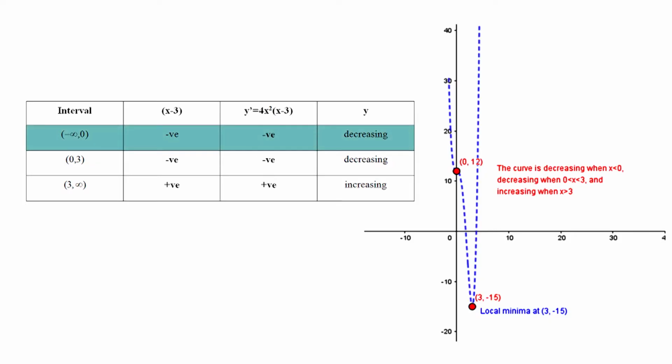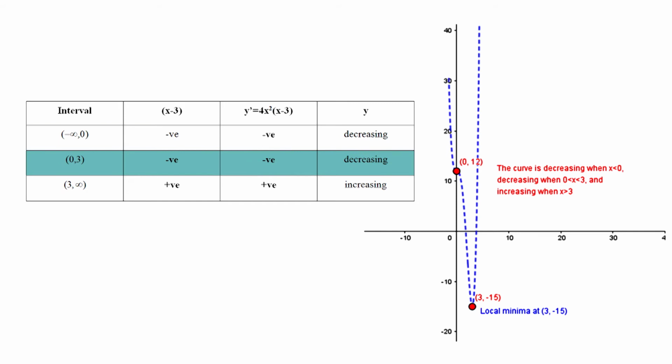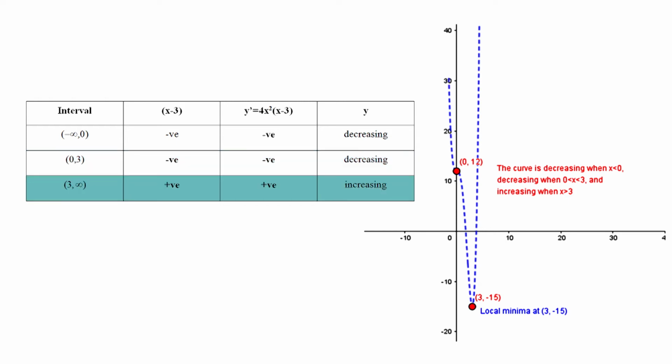In the interval minus infinity to 0, x minus 3 is negative, hence y dash is equal to 4 times x square into x minus 3, which is negative, and hence y is decreasing. In the interval 0 to 3, x minus 3 is negative, y dash is equal to 4 x square into x minus 3, which is negative, and hence y is decreasing. In the interval 3 to infinity, x minus 3 is positive, y dash is equal to 4 x square into x minus 3, which is positive, so that y is increasing.